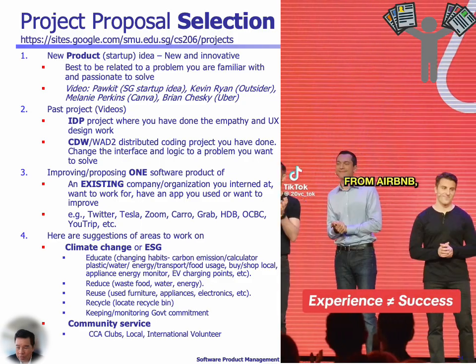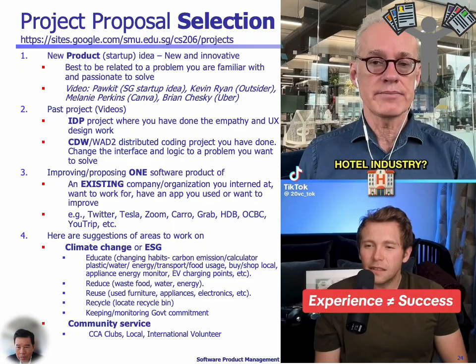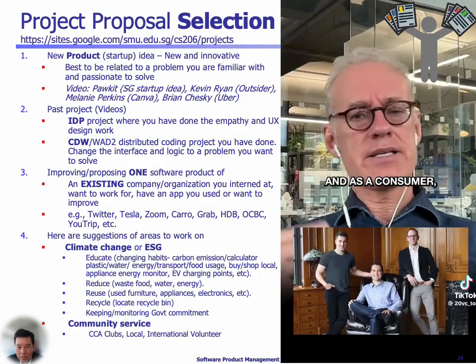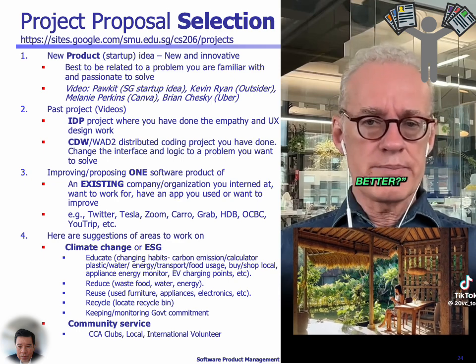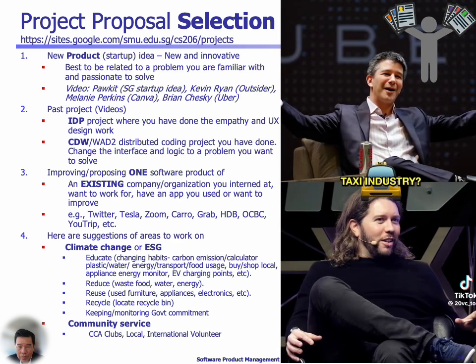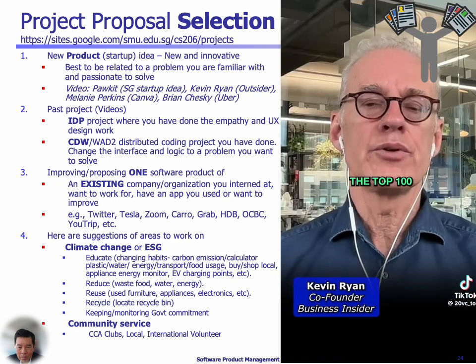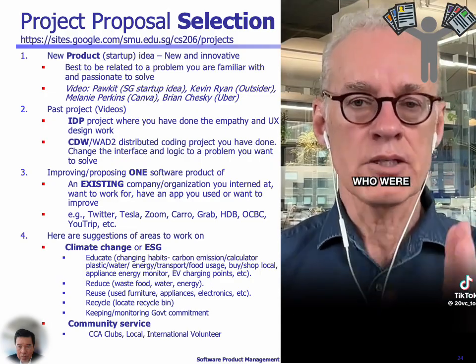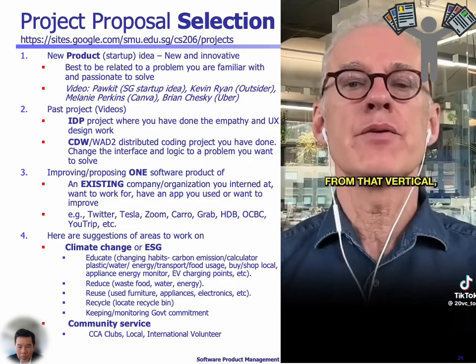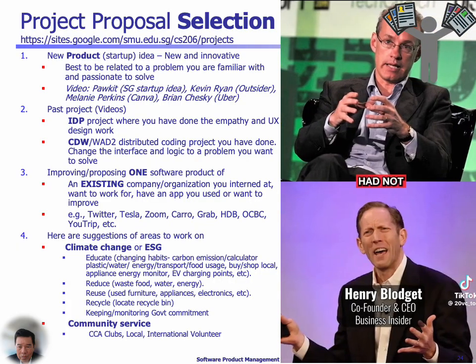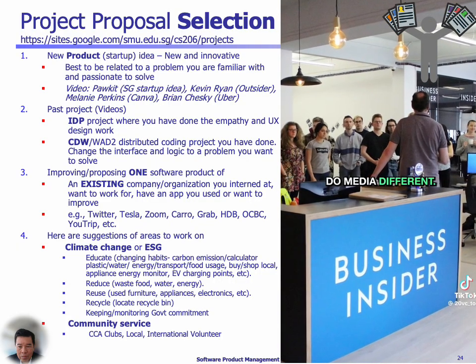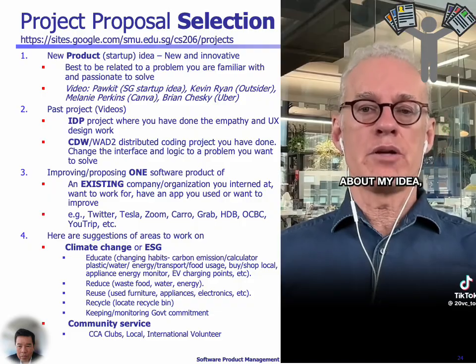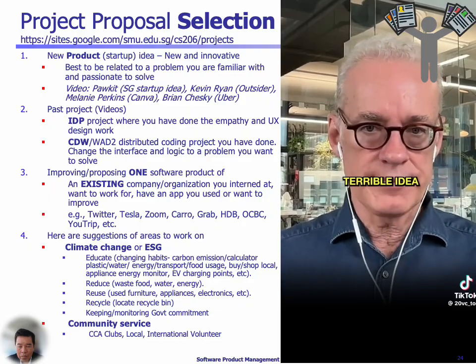The guys from Airbnb, did they come from the hotel industry? No, they came from outside, and as a consumer thought, hey, why can't we do it better? Did the guys from Uber come from the taxi industry? No. I once looked through the top 100 consumer internet companies, and the one pattern was that most of the people who were very successful had actually not come from that vertical. In the same way that Henry and I had not been in media, we thought we could do media differently. When I went out to ask people at the Wall Street Journal about my idea, they all said it was a terrible idea because they were too close to it.